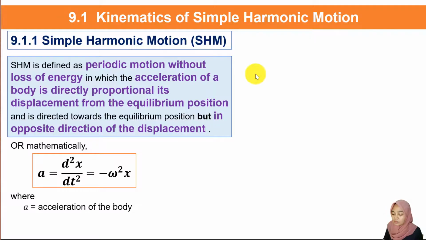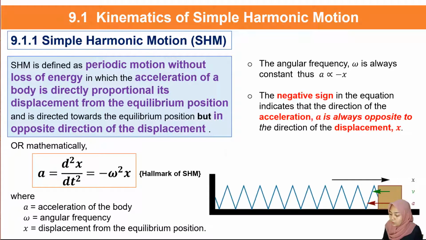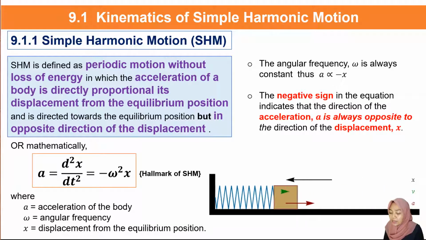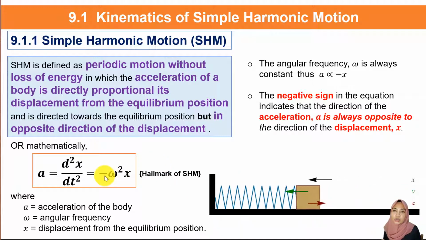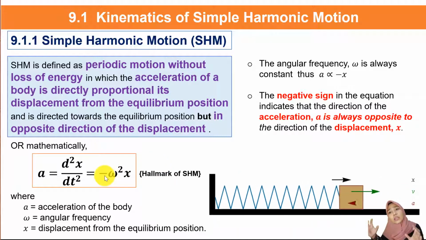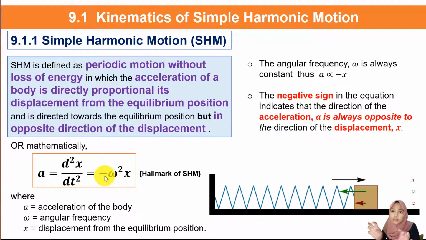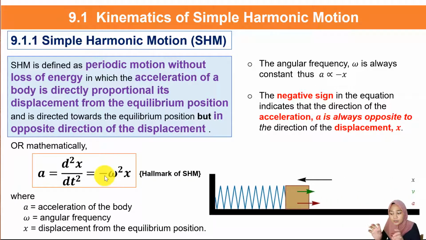Notice that a is the acceleration, omega is the angular frequency or angular velocity, and x is the displacement. The negative sign shows that the acceleration is always opposing the direction of the displacement.